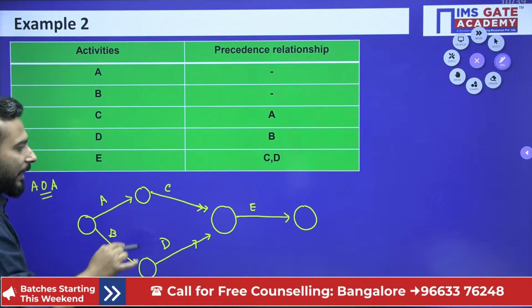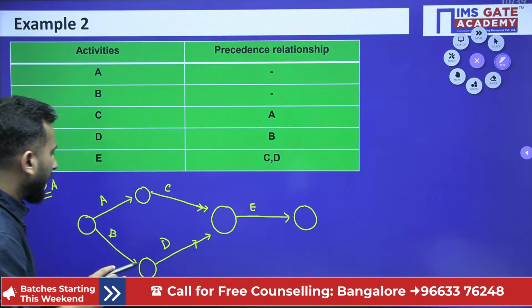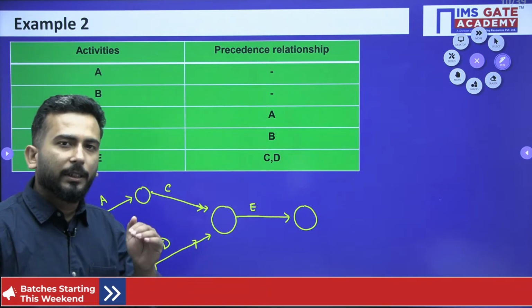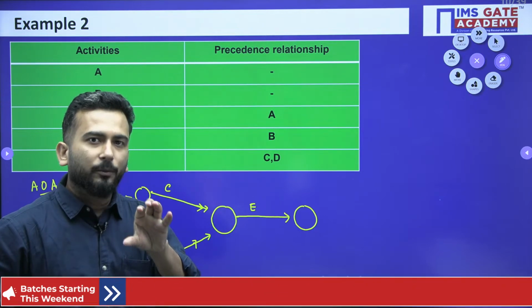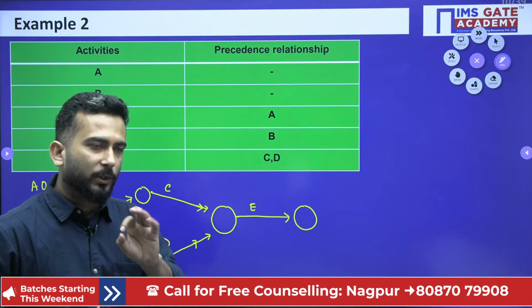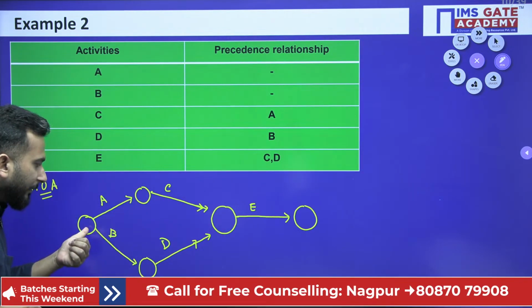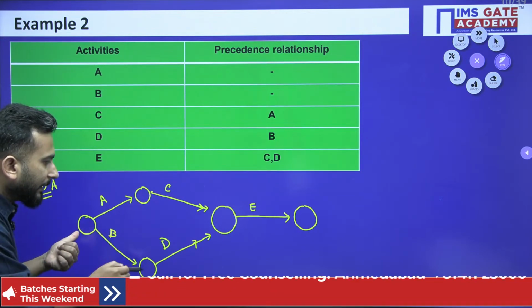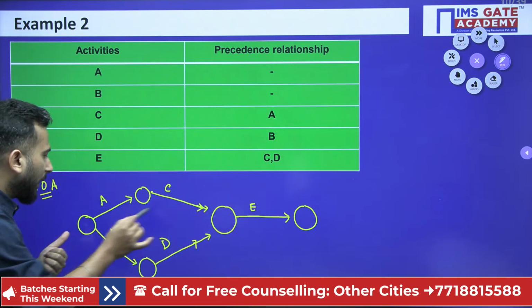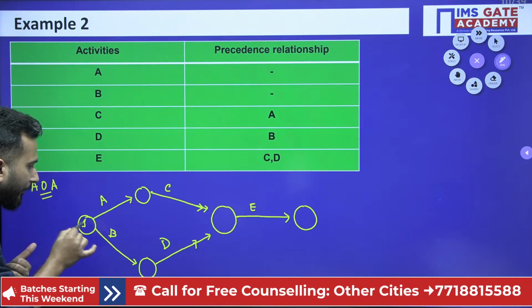My dear friends, now we have to number it. What does Fulkerson's rule say? Fulkerson's rule says that you can only number that event which is having no incoming arrows. Clearly, only this event is having no incoming arrows. This is having, this is having, this is having. So, I will number it as 1.